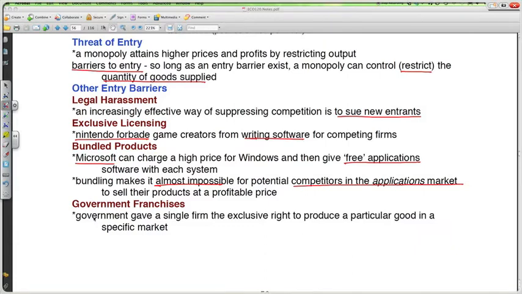And then you can also have government giving a single firm exclusive rights to produce something within a specific market. For example, here in this area of Virginia, we have Dominion Electricity Power, and you can only buy electricity from Dominion. If I wanted to start planting power lines everywhere, I'd have to go to the government and say, hey, I want to buy the rights to do this, and most likely they wouldn't sell it to me because they already have given it to Dominion.